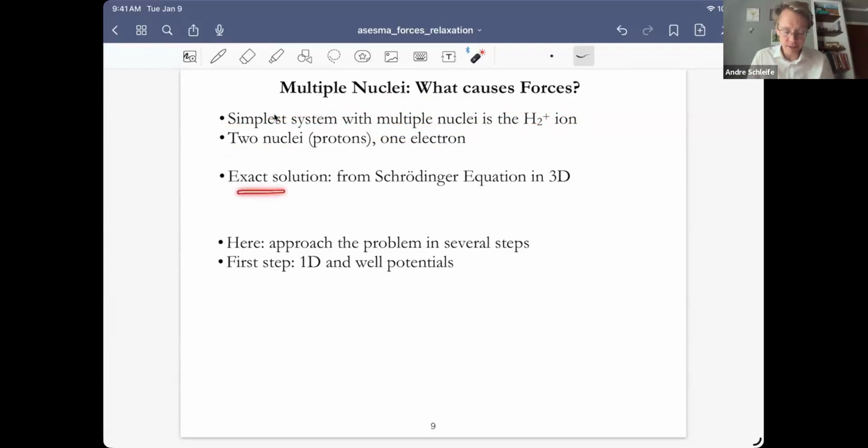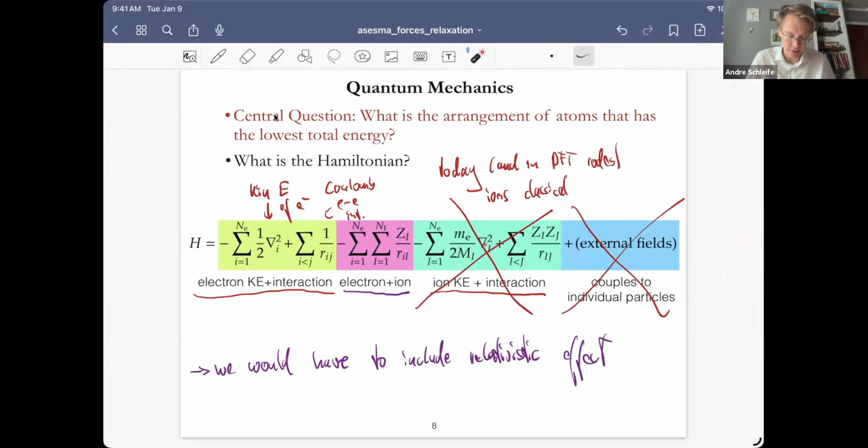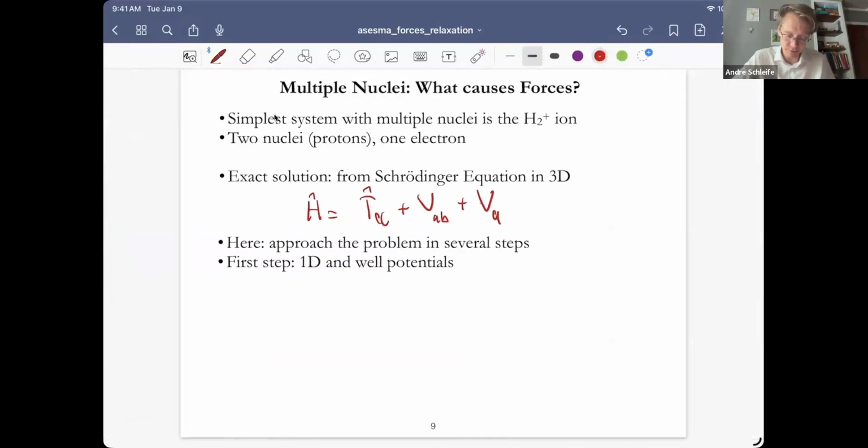And we want an exact solution of the Schrödinger equation in 3 dimensions. So in our case, the Hamiltonian is the electronic kinetic energy, plus a potential between the 2 nuclei. That is the ion 1, ion 2 interaction, and then we have the electron-ion interaction between nucleus 1 and nucleus 2 with the electron. So this would be a Hamiltonian that we could solve.